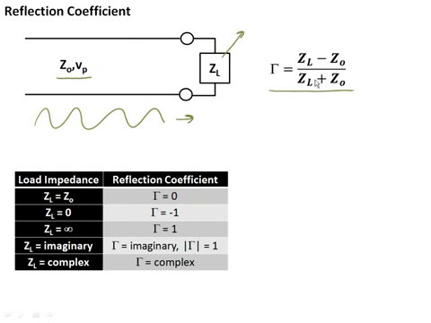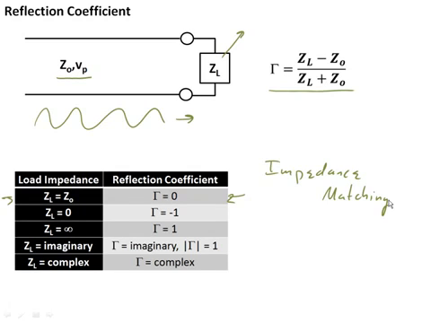And it turns out there are several specific cases that we can look at for this. When the load impedance is equal to the line impedance, the numerator becomes 0, the reflection coefficient becomes 0, and no energy is sent back. This is called impedance matching. And this really is a very important term when we talk about transmission lines, because if you set the load impedance equal to the line impedance, all your signal is going to go into the load. You're not going to lose any to reflection.